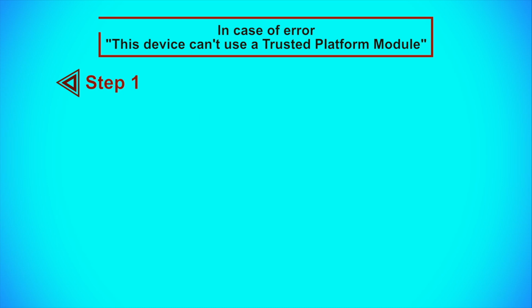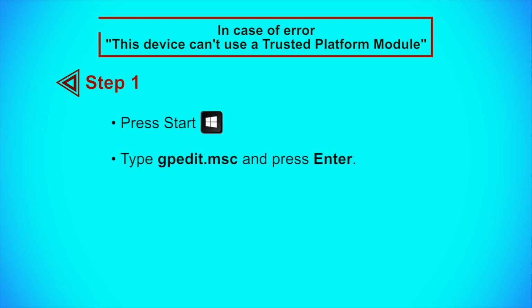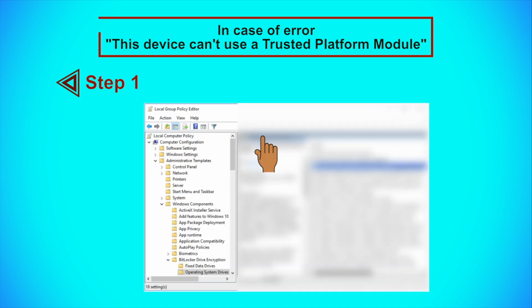Step 1. Press Start. Type gpedit.msc and press Enter. In the new window that opens, double-click Local Group Policy Editor, Computer Configuration, Administrative Templates, Windows Components, BitLocker Drive Encryption, Operating System Drives.